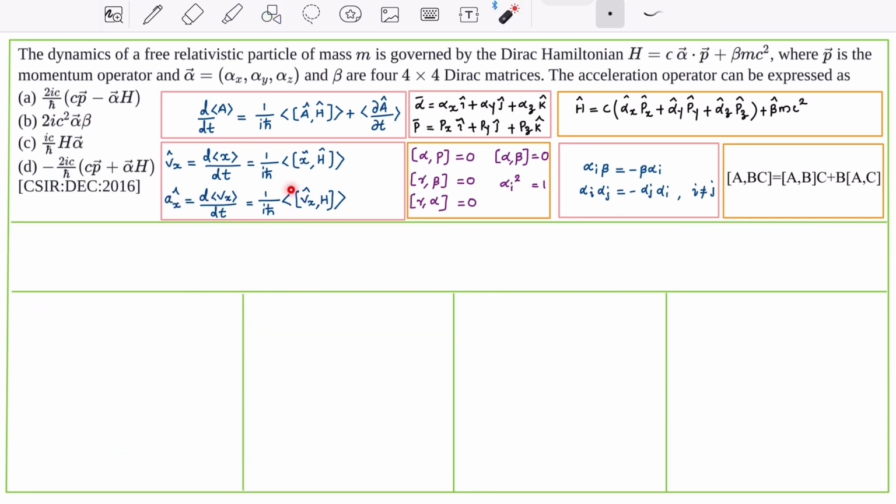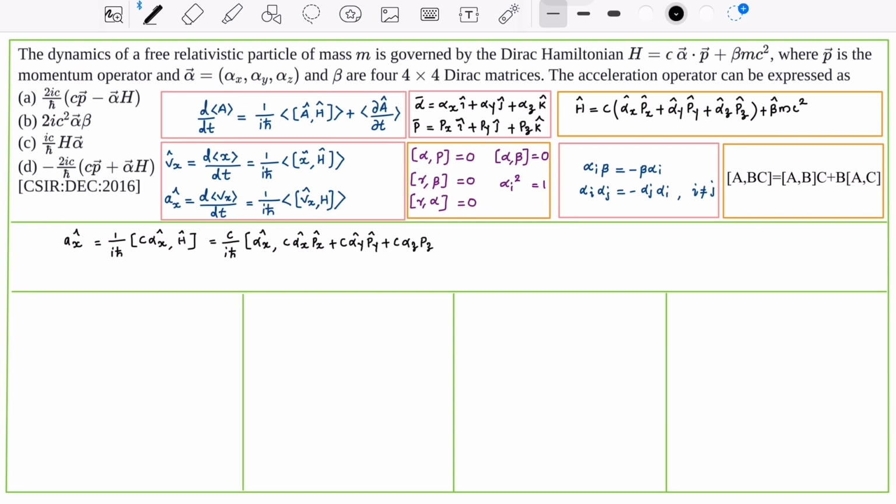Now, let us find out the acceleration operator ax, which is equal to 1 by iħ the commutator of Vx and H. This is equal to 1 by iħ the commutator of c αx and H. Now we can write it as c by iħ times the commutator of αx and H, where H is c αx px + c αy py + c αz pz + β mc². Now let us expand the commutator.